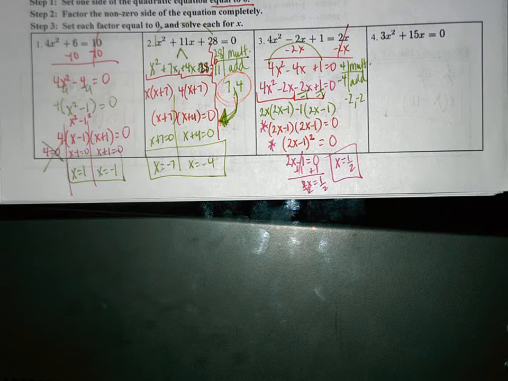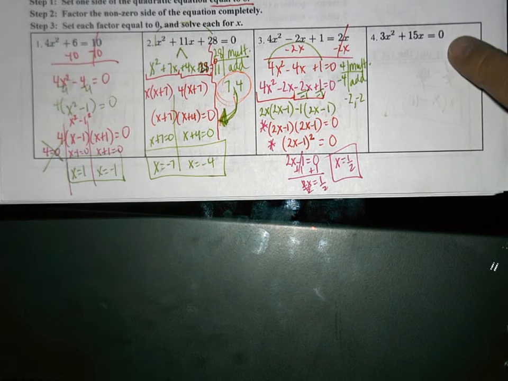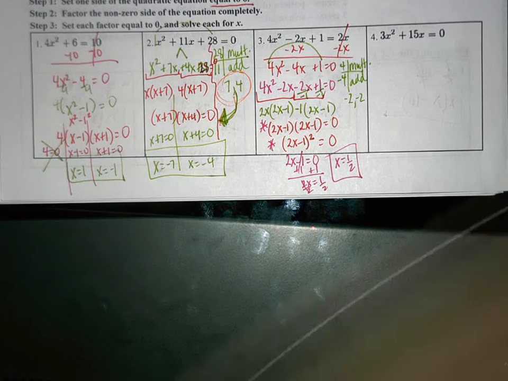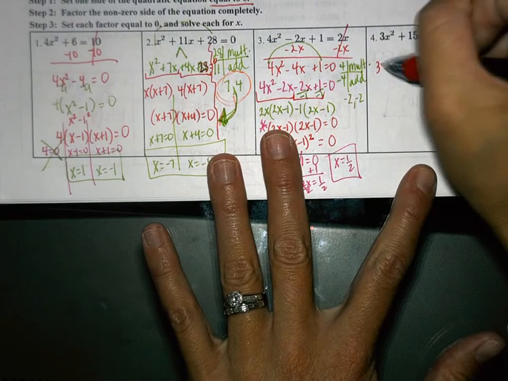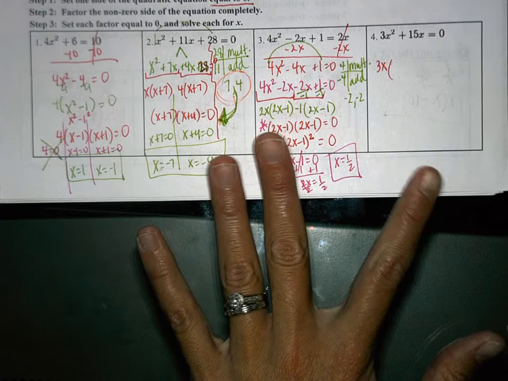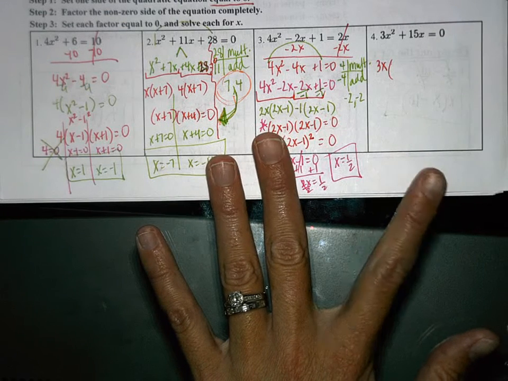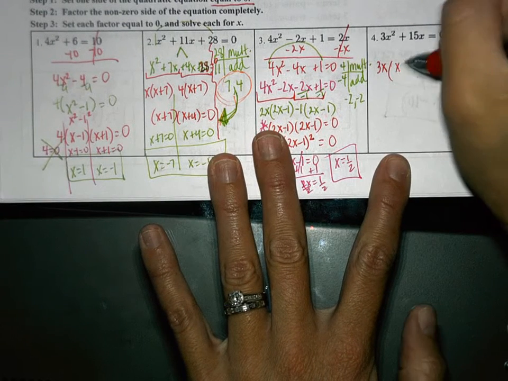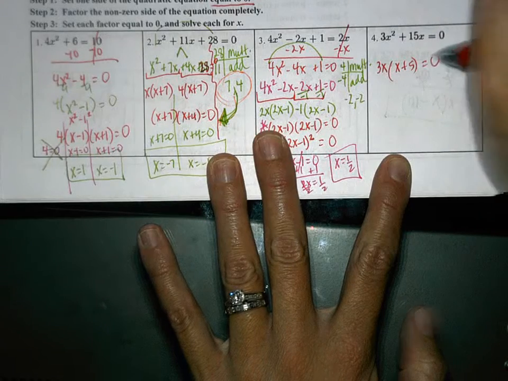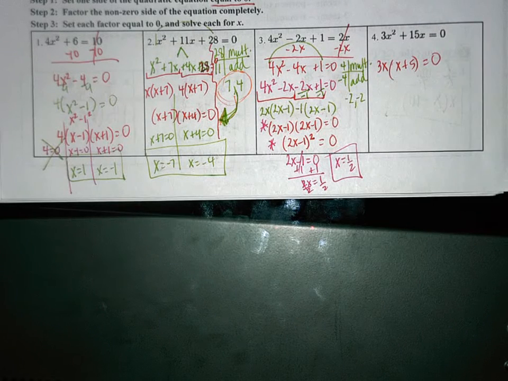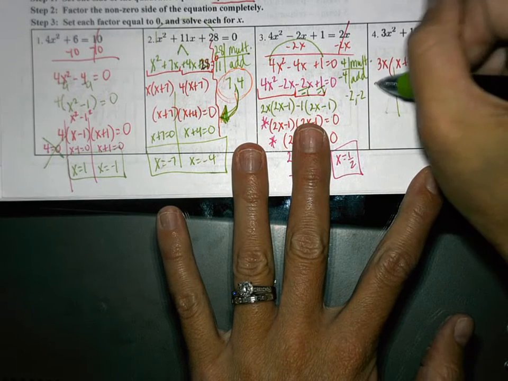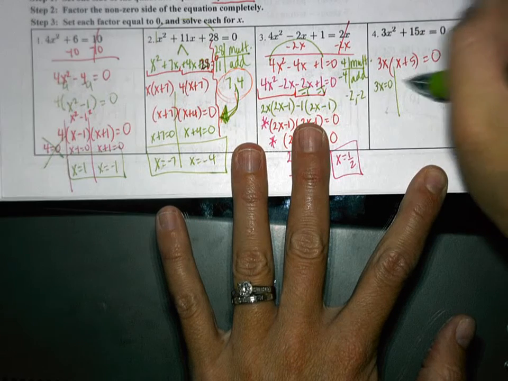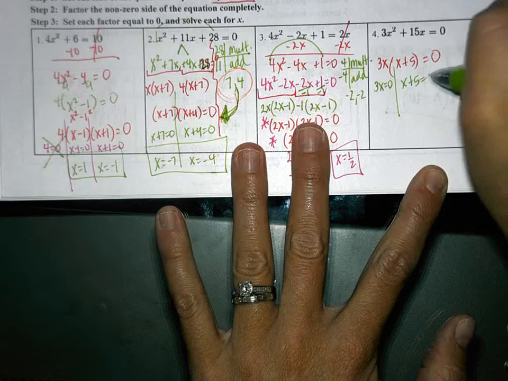Okay, number 4, it's already set equal to 0, so we're good. What will I do first? GCF, is there a GCF? Yes. What is it? 3x, okay, and so we factor out 3x, and what am I left with? Good, x plus 5. Can I factor any further here? Nope. So we go ahead and set each of these equal to 0. So we have 3x equals 0 and x plus 5 equals 0.